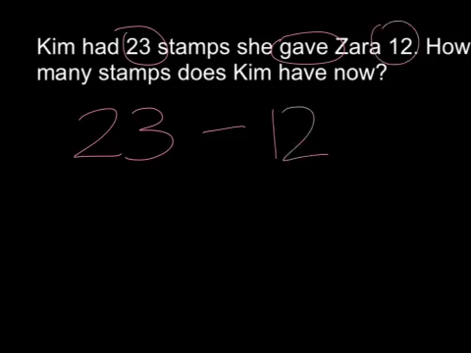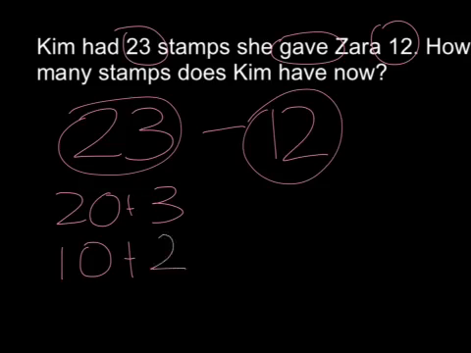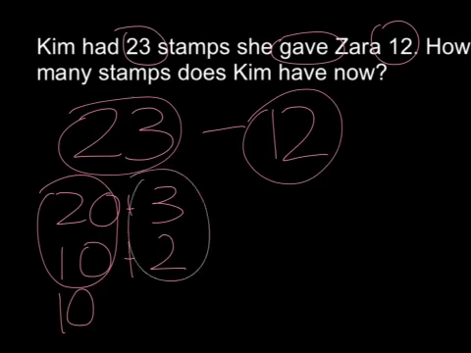Now, because these are bigger numbers, I'm going to use partitioning to help me with this. So I've got 20 and 3. So that's partitioning those numbers there. Then partition 12, so that's 10 and 2. So now I do 20 count back 10, which is 10, and 3 count back 2, which is 1. So the answer is 11. Okay, so partitioning was the best strategy for that one because I was working with bigger numbers.